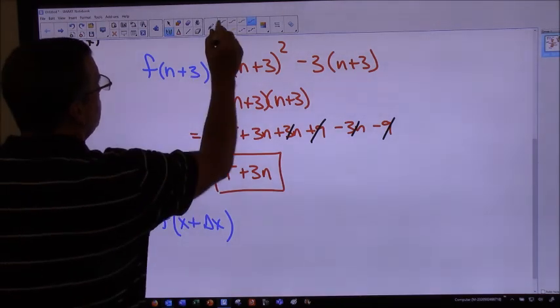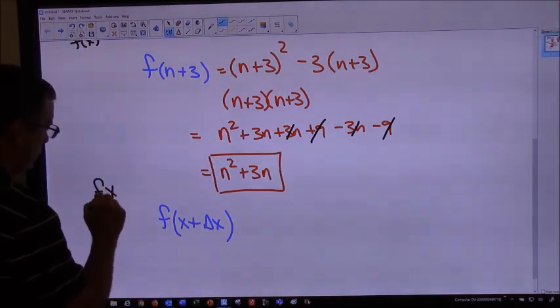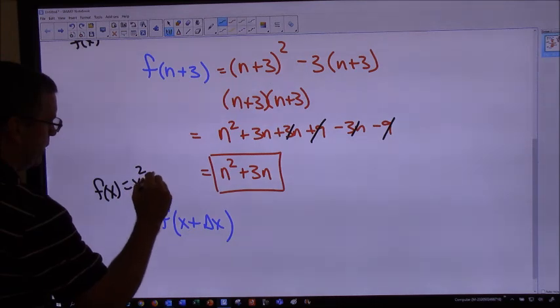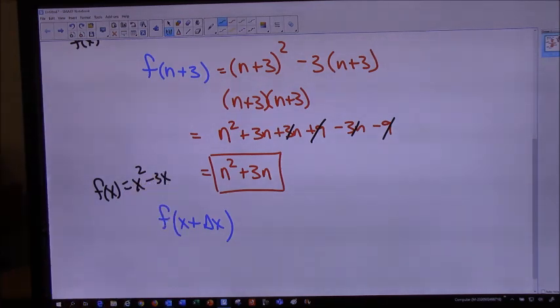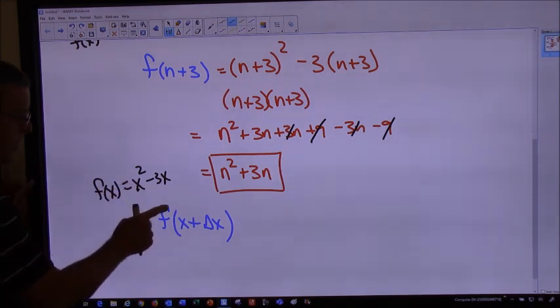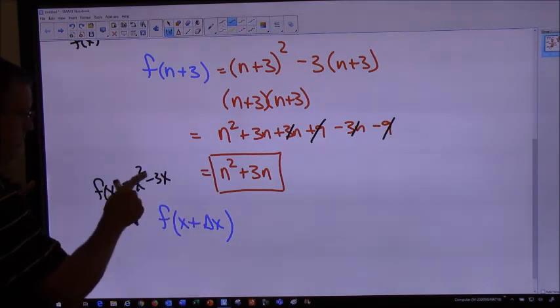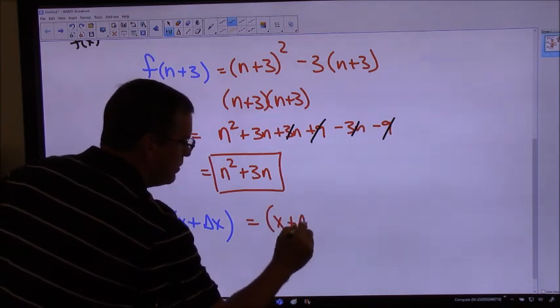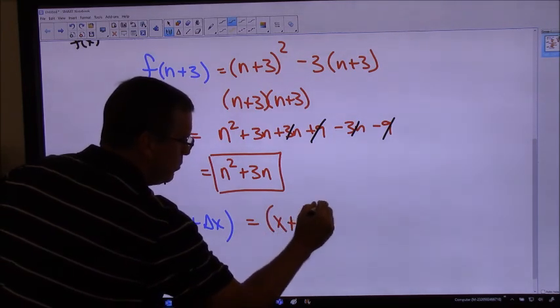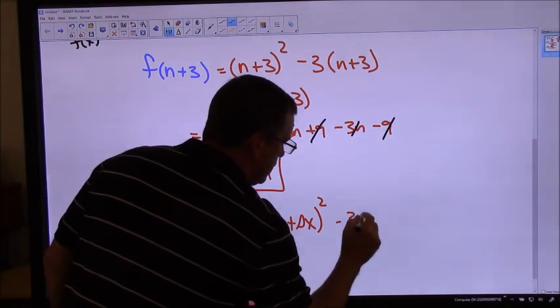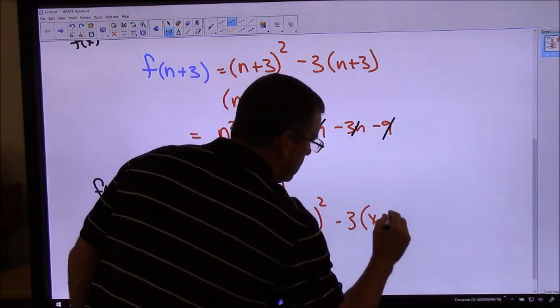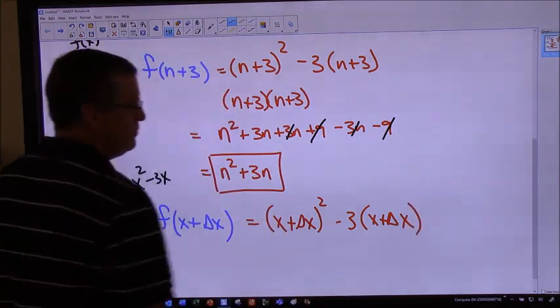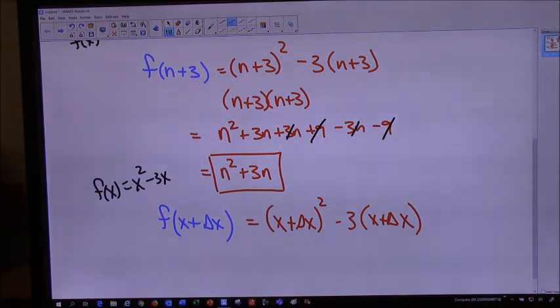All right, we're still plugging this into f of x equals x squared minus 3x. You guys go ahead and try it. All right, so I'm going to plug an x plus delta x in place of each x here. So that means I've got x plus delta x squared minus 3 times x plus delta x.